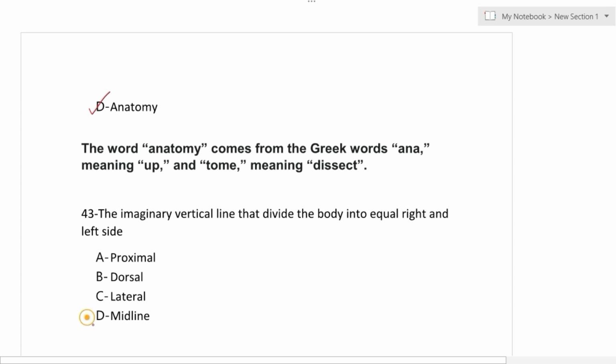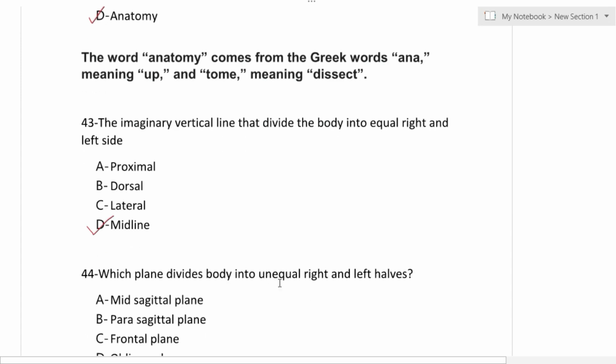The correct answer is option D, that is midline. Midline will divide the body into equal right and left sides, and it is an imaginary vertical line.